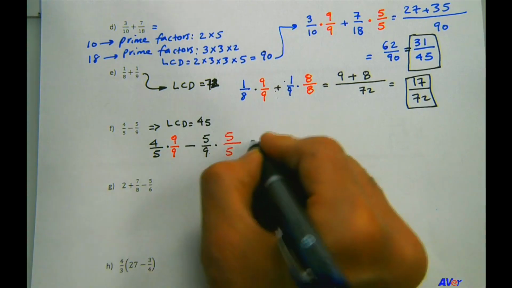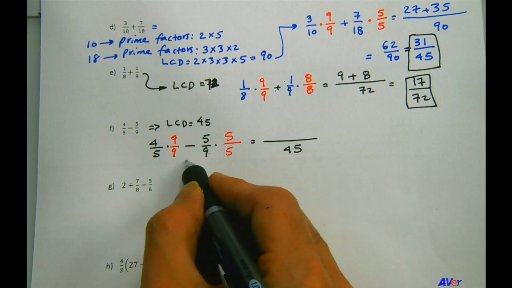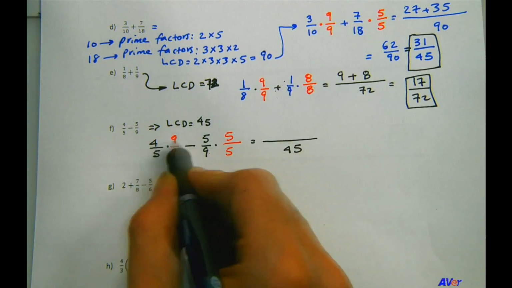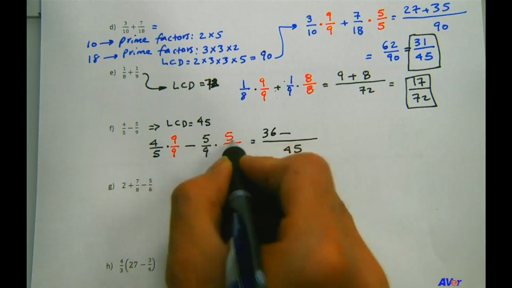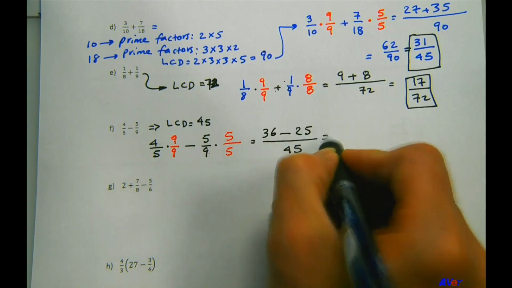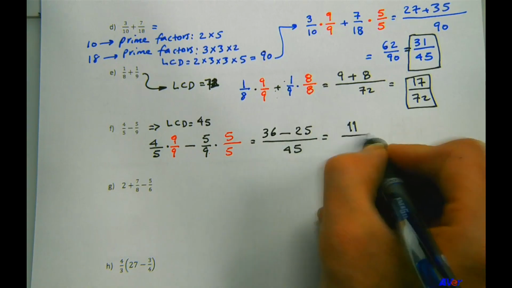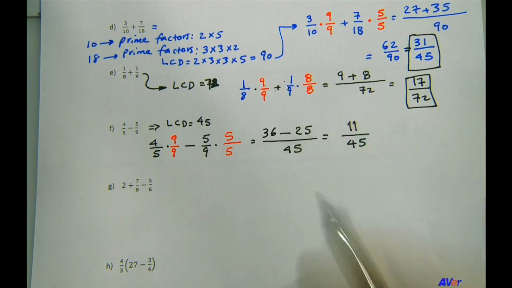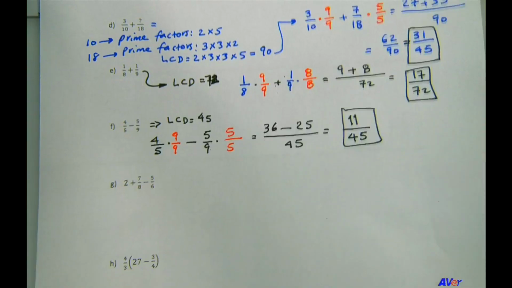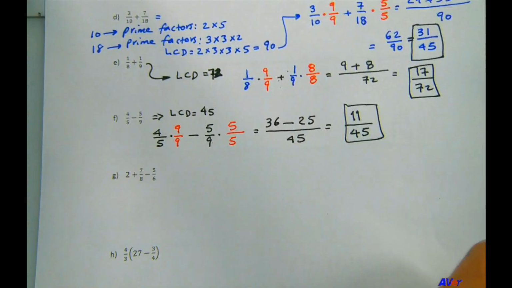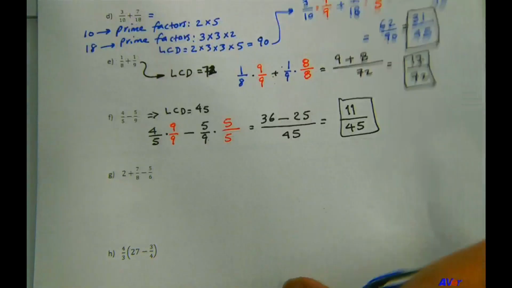So what do we end up with? We end up with the common denominator, which is 45, all right? And then 4 times 9 is 36, minus 5 times 5 is 25. So in the end, we end up with positive 11 divided by 45. Can we simplify this any further? No. So this is where we stop. Oh, so this one is 3 fractions that we need to add. So let's do that.